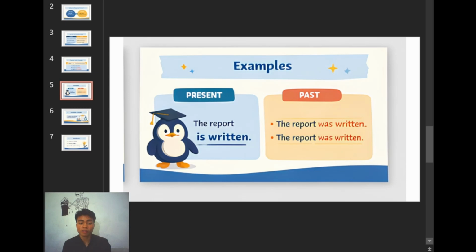In present tense, the report is written. In past tense, the report was written. The structure is the same, only the form of be changes. This makes passive voice easy to remember.